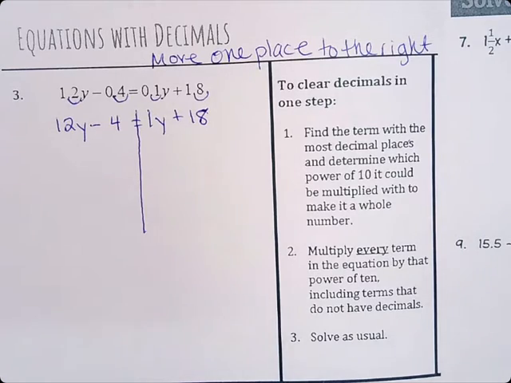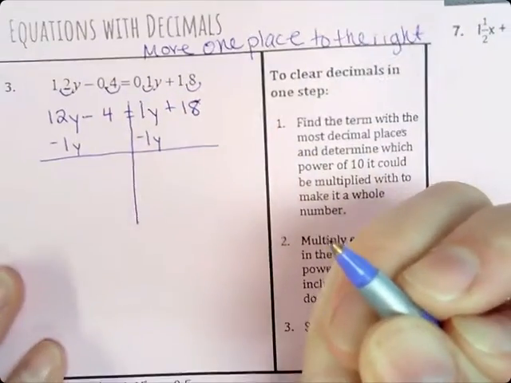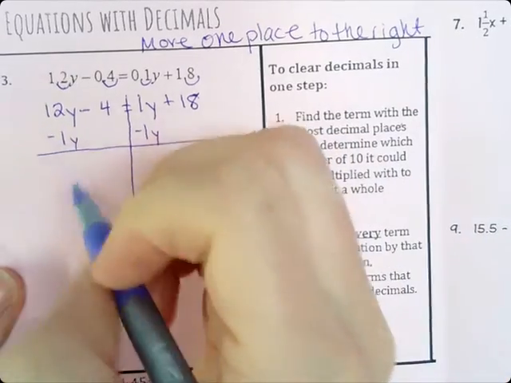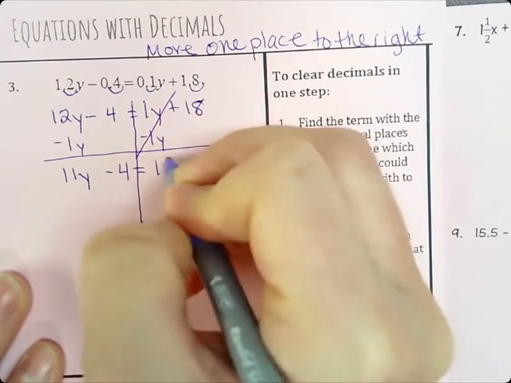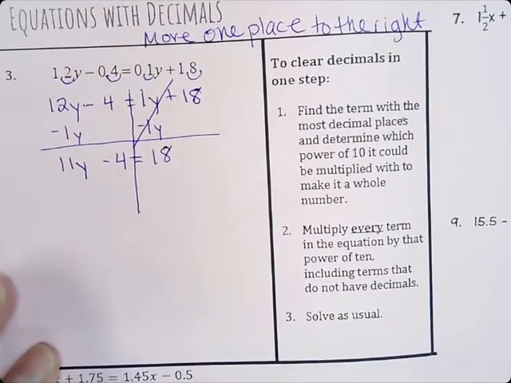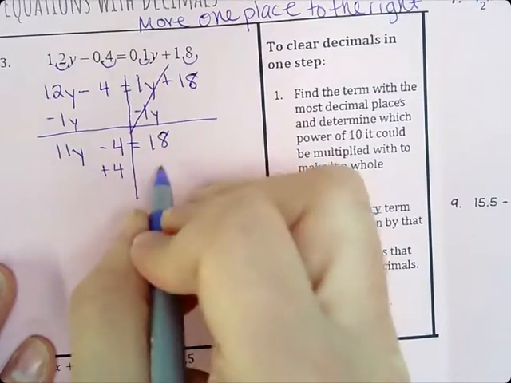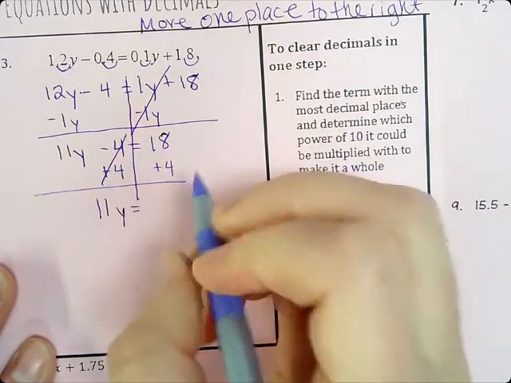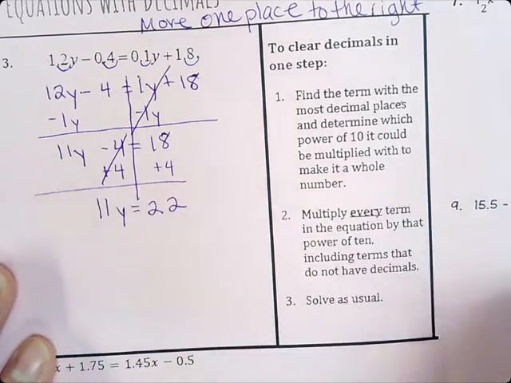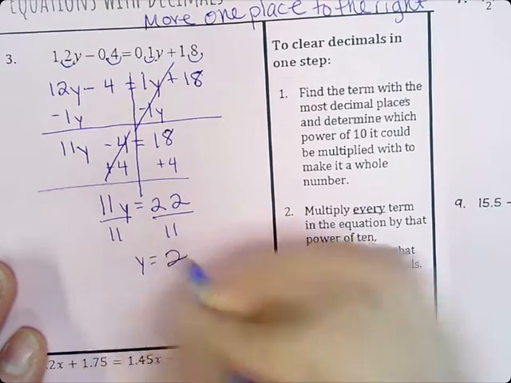So we would need to get all the y's on one side. So what are we going to move? Minus 1y, minus 1y. 12 minus 1, 11y. Carry down the minus 4. Equals 18. And then add 4 to both sides. Get 11y equals 18 plus 4, 22. Divide by 11. y equals 2.